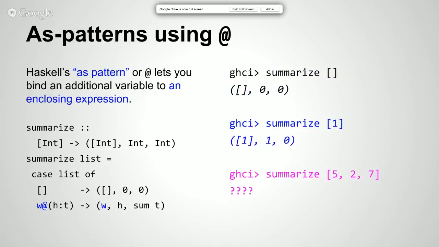Does everyone see why? I just want to understand what this at does. Okay, so H matches 1 in that list, right? Because 1 is the head of that list. And T matches the tail, which is empty. And the sum of the empty list is 0. W matches the whole thing. That W at followed by a pattern says I want W to bind to the whole thing that I'm matching. So W matches to the entire list.